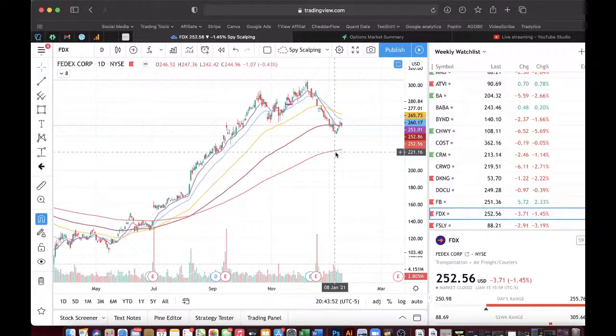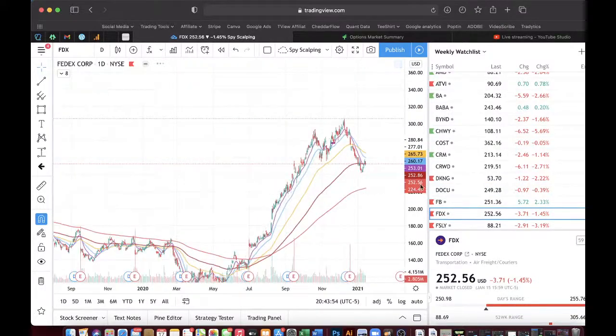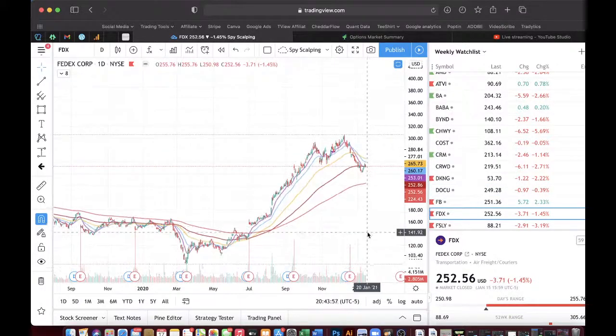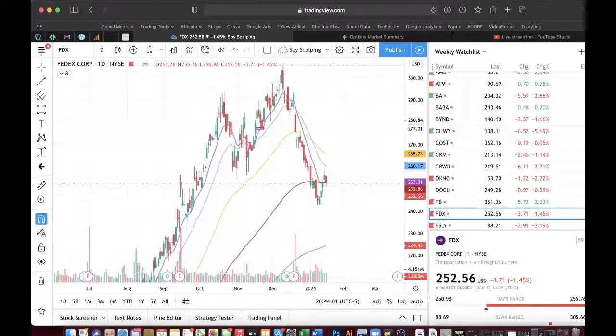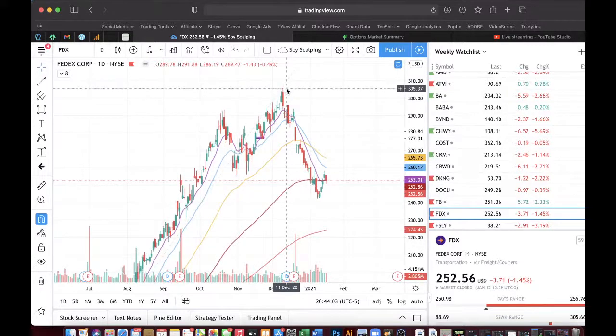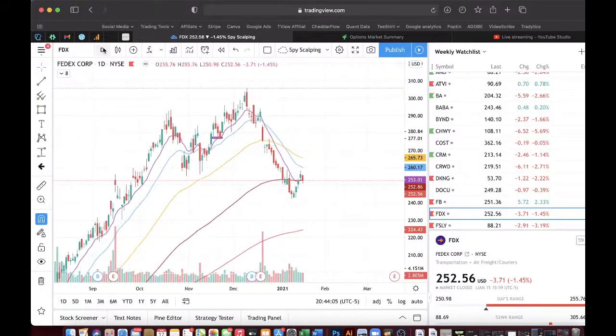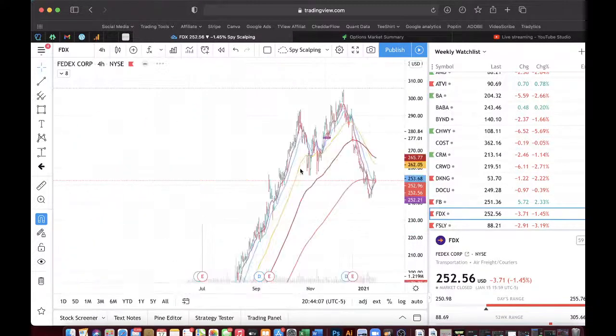All right, next one. I actually took a bullish swing on FedEx, and we already cashed out on a FedEx swing once this week. The reason I like it is because FedEx was extremely overextended when it got to that 305 level. Absolutely insane. But now it's starting to form a pattern I really like.